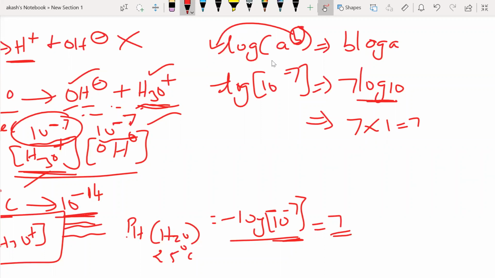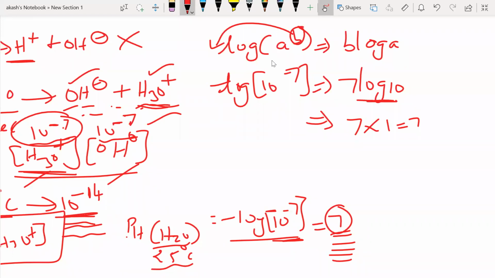pH of water is said to be 7. This is the reference point, guys. This is how we say that water is neutral. Whenever something has a pH of 7, we say that it is neutral. Neutral in the sense the concentration of H plus and the concentration of OH minus are going to be the same. Only then I will be getting a pH value of 7, and water at 25 degrees Celsius is neutral because it has a pH value of 7. And this is the reference point.